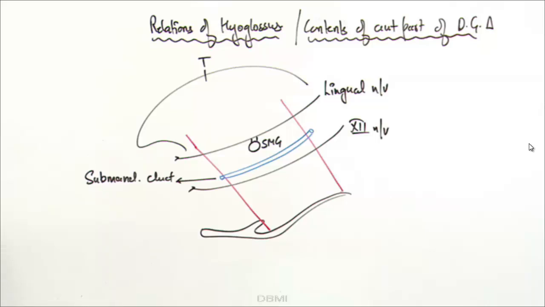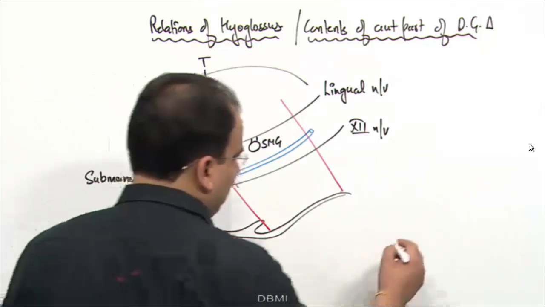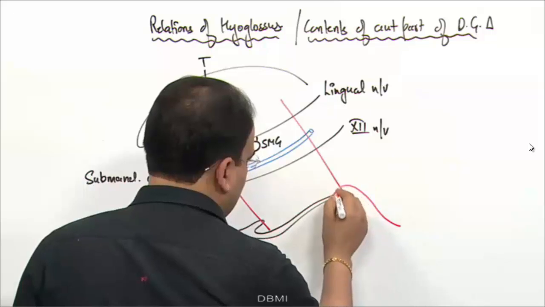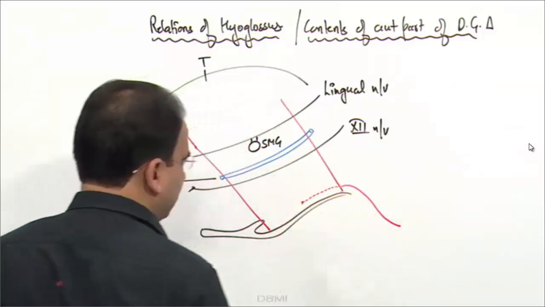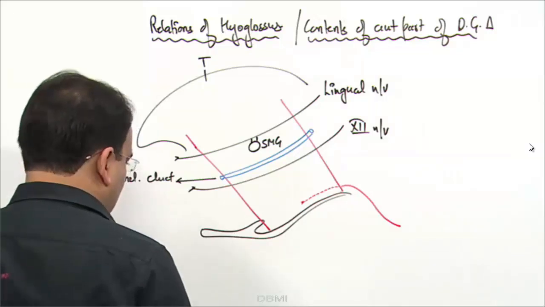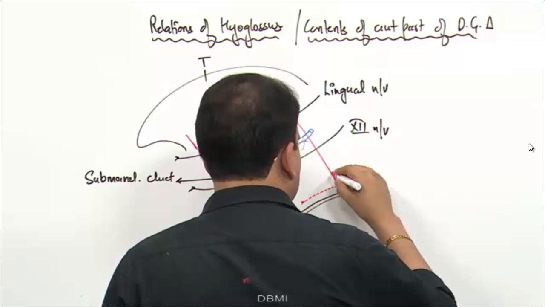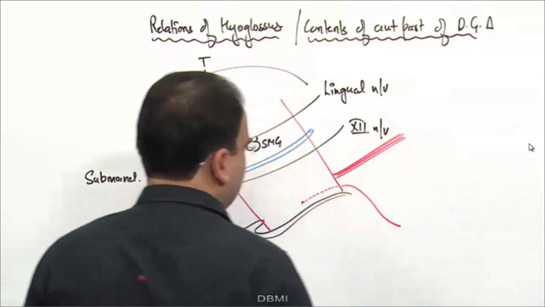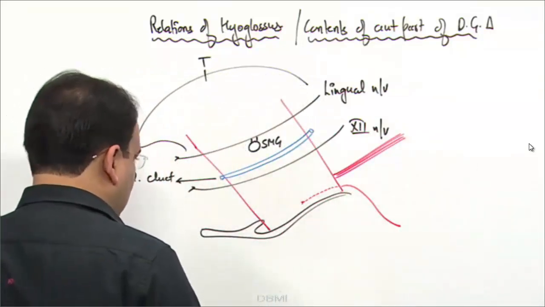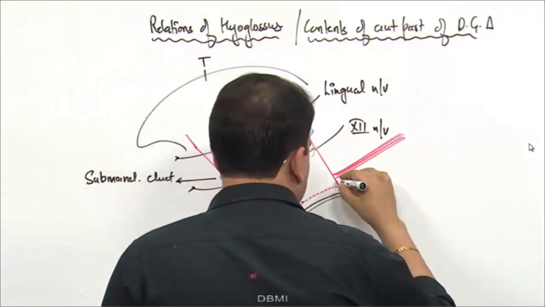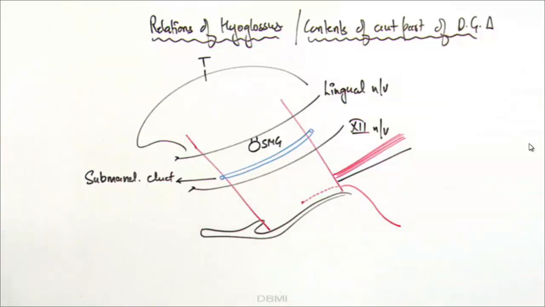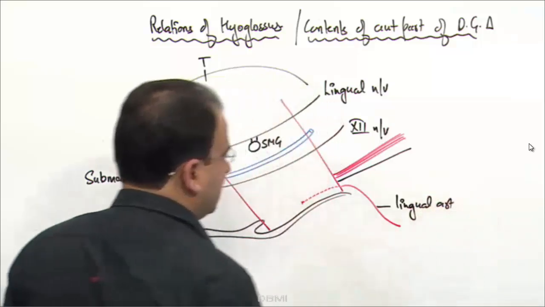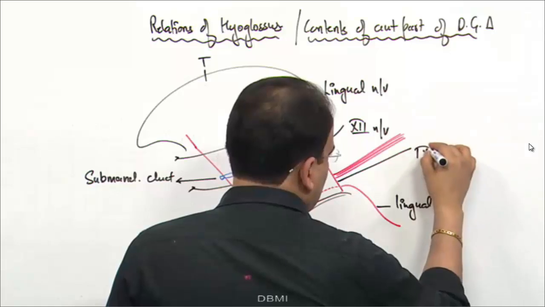Structures deep to hyoglossus: we have this artery, that is the lingual artery. We just saw the lingual artery is coming from the external carotid. So that lingual artery is deep to the hyoglossus. Along with the muscle here, that is the stylopharyngeus muscle, which goes deep. Stylohyoid, sorry, and the nerve. This is the lingual artery. This is the glossopharyngeal nerve.